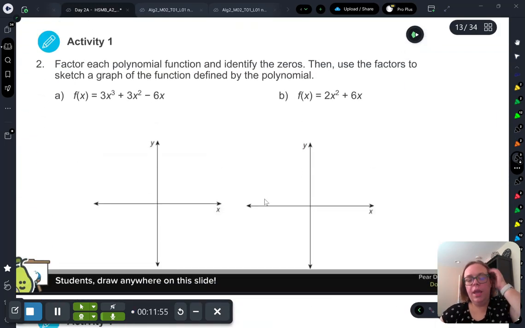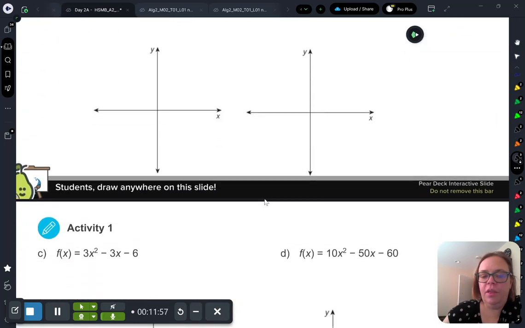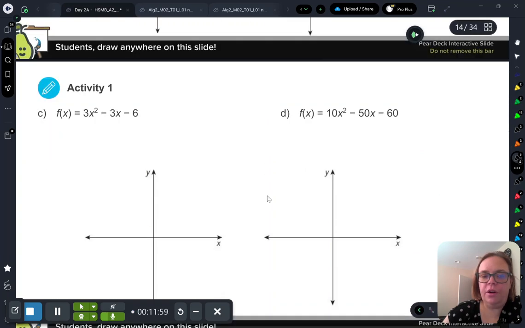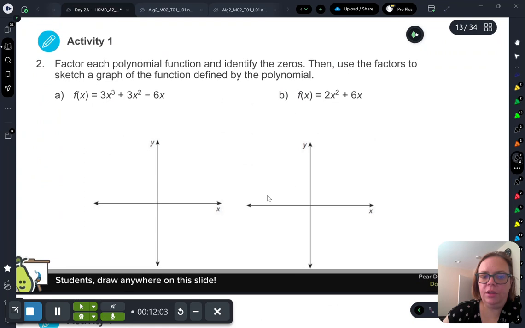Okay, so in number 2, you're going to do the same thing. You are going to factor all of these, and you are going to sketch graphs based off of the zeros. Okay? To save time, I'm not going to go through these. Give them a try, and you guys should know where your answer key is so you can check your work for that one.